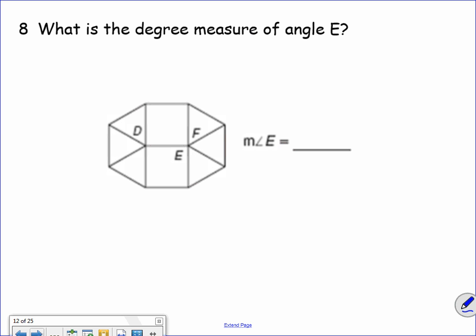What is the degree measure of angle E? Take a look at angle E. This one's pretty basic, kids, because it is a right angle. So we automatically know that one would be a 90. Okay, let's keep going.